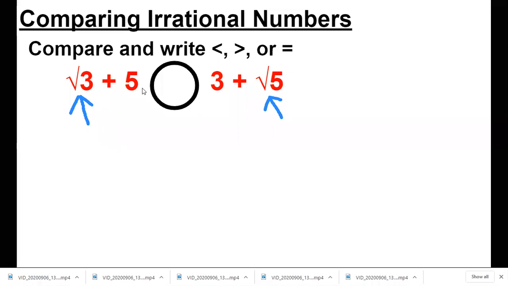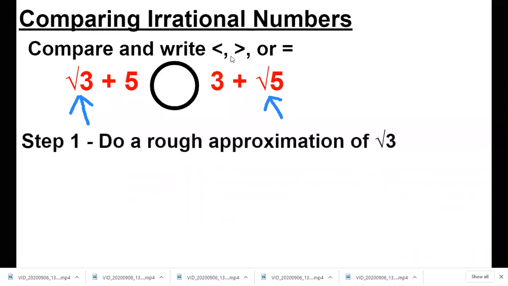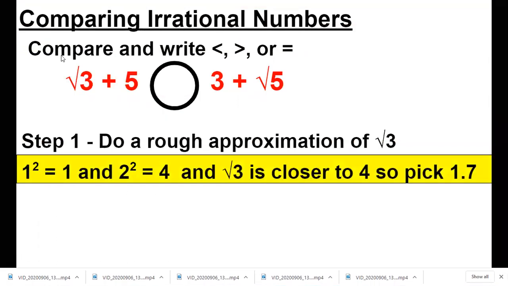So let's do the first one. Do a rough approximation of square root of 3. Well, 1 squared is 1 and 2 squared is 4. So the square root of 3 is going to be closer to 4. So let's pick something that's a little bit past the halfway point. Halfway between 1 and 2 is 1.5. So we're going to go a little higher because square root of 3 is closer to 4. So let's pick 1.7 for square root of 3. Again, we don't have to go through all those steps because all we're doing is getting a rough approximation. So we're going to put 1.7 for the square root of 3, and then we're going to add the 5.